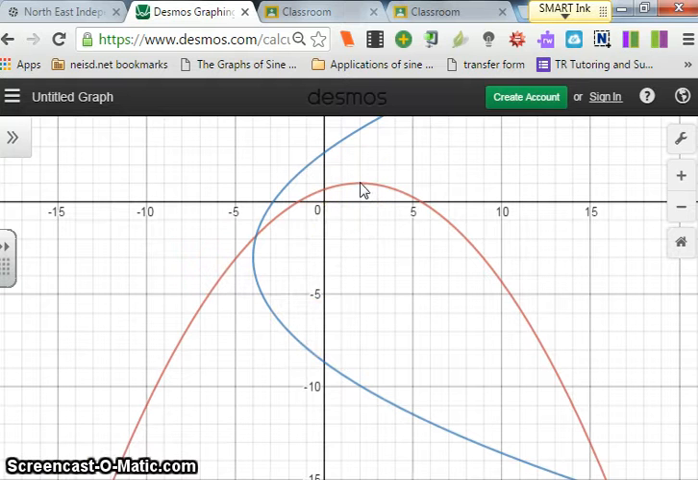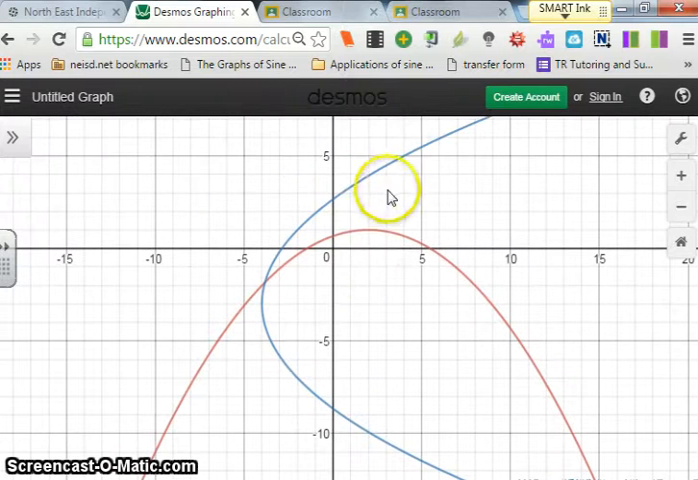So we know that our vertex is at 2, 1, and we know our c value is 3, so 1, 2, 3. So this point right here is going to be our focus. So that's going to be 2, negative 2. And then if we go back 3 from the vertex, or up 3 I should say, 1, 2, 3, this is going to be our directrix. So y equals 4 is going to be our directrix.